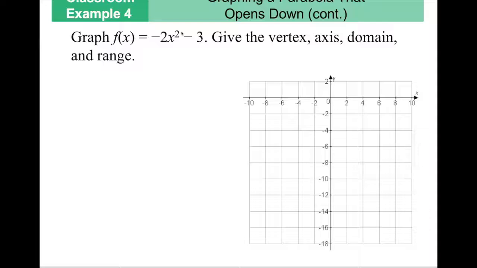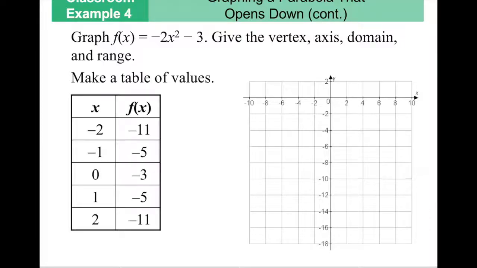So what does that look like? Let's make a table of values and double check what we just discussed. So I'm going to plot my points and look what happens. That U is upside down. It does look slightly more narrow, and my vertex is now a maximum.